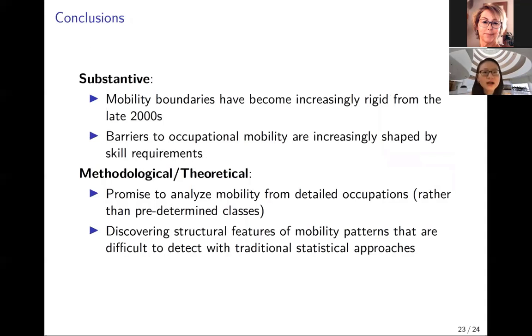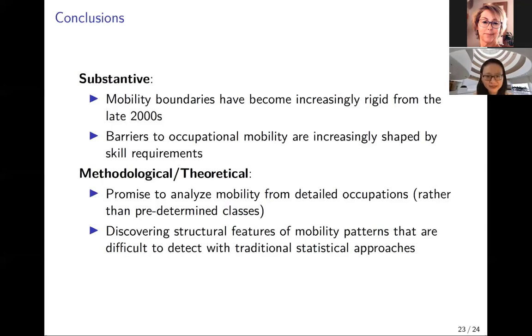Okay, so to wrap up, in the results I'm showing you today, substantively, we've shown that mobility boundaries are becoming increasingly rigid from the late 2000s. The latent boundaries in the labor market are becoming more strongly segregating worker flows, and the barriers of occupational mobility are increasingly shaped by the skill requirements of occupations. More broadly, we think this approach shows the promise to analyze mobility from detailed occupations, from the most detailed movements, rather than starting from predetermined class categories, regardless of how large the classes are. We also think it provides a way to discover structural features.